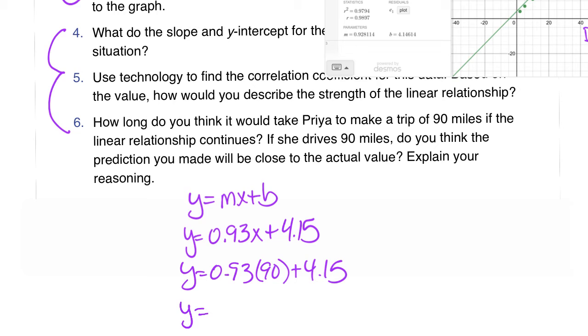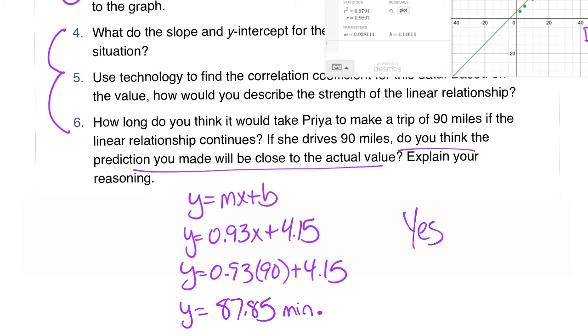I ended up getting y equals 87.85, and that's going to be minutes. Now, do you think the prediction you made will be close to the actual value? And I think that yes, this prediction is going to be really close to the actual value, and that's because that correlation coefficient was 0.99, which means that the model is a really good fit for our data and that our data points are going to be close to that line.